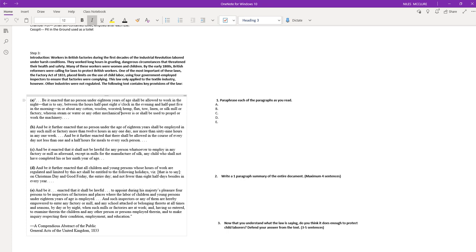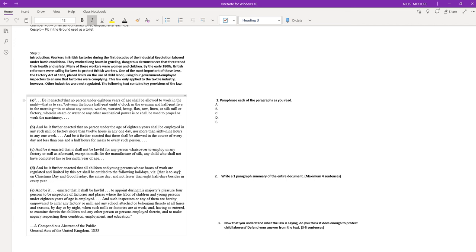This is an excerpt from a law that was meant to protect children workers. You'll get to read about that a little bit in the introduction. What you're going to do for the first step is you're going to paraphrase each of the paragraphs that are in this excerpt of the law that you're looking at. So in this case, you'll see that there's paragraph A that lines up with A over here, and you have paragraph B that lines up with B over here as well. So let me go through and do the first one for you so you can see what that looks like.